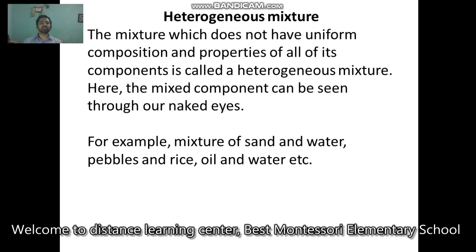If we mix sand and water, we can see with our eyes, this is sand and this is water. Pebbles and rice, we can see the pebbles present in the rice. Oil and water. In this type of mixture, they do not have uniform composition and properties, the same composition and properties.